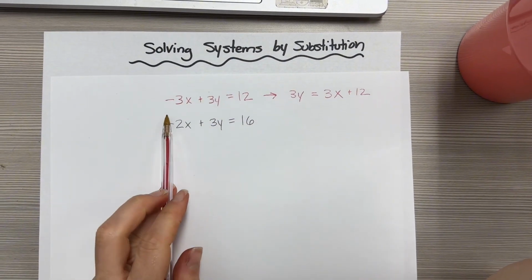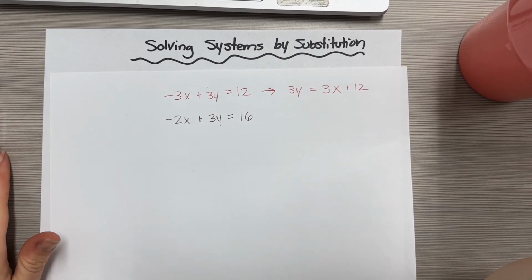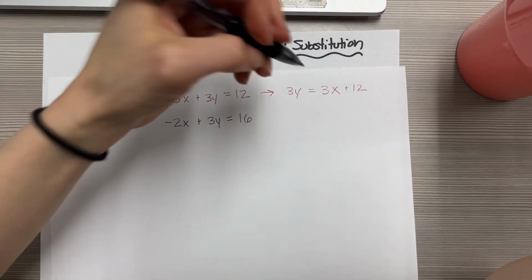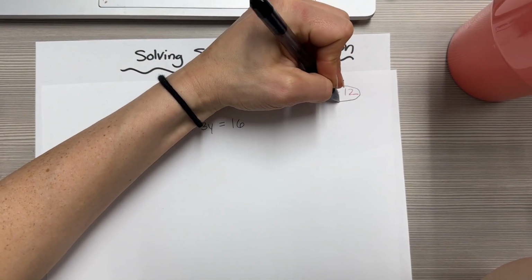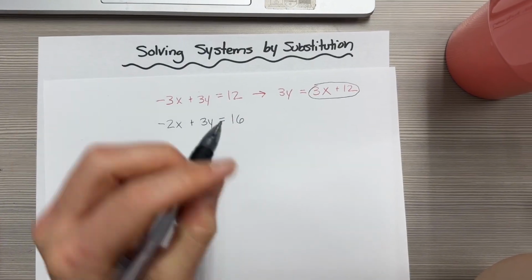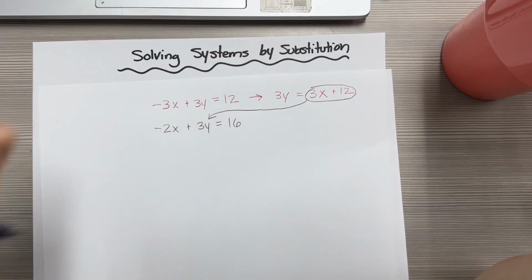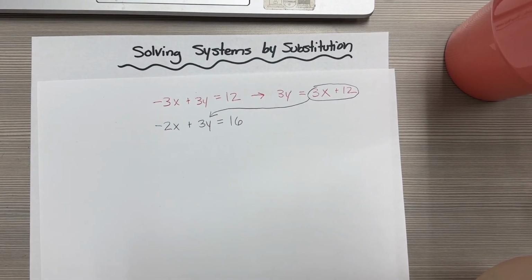So now that we've solved this equation for 3y, we can substitute the value for 3y into the second equation. So if 3y is equal to 3x plus 12, we can take that 3x plus 12 and put it where the 3y is in that second equation.